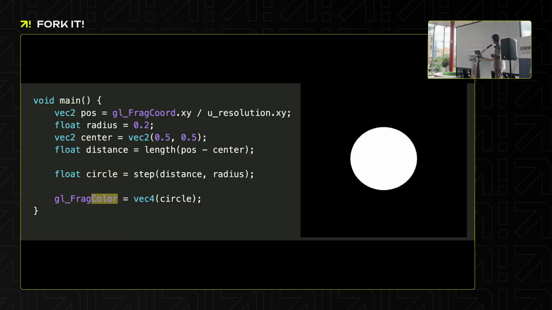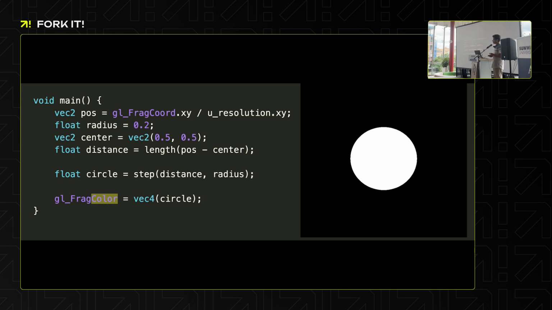So here we added this variable circle, which is step, distance, radius, and we tried to put it directly in vec4. So what this means, if A is lower or equal than B, which means the distance between the center and the pixel is lower or equal the radius, we're going to have 1. And if we have 1, that means white. White is 1, 1, 1. And otherwise we'll have 0, which is black. The color black is 0, 0, 0. So that's why here we have this white circle, and we have a black color outside.